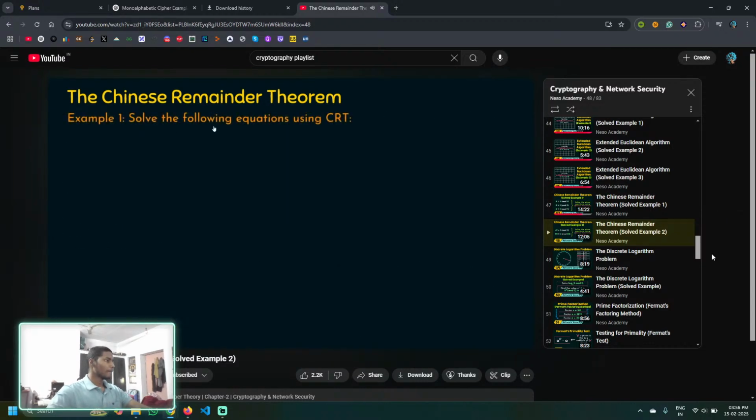The question is, solve the following equations using Chinese remainder theorem. The equations are 4x is congruent to 5 mod 9 and 2x is congruent to 6 mod 20. We are required to solve these two congruent equations and find the value of x.